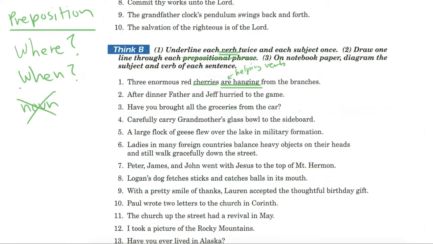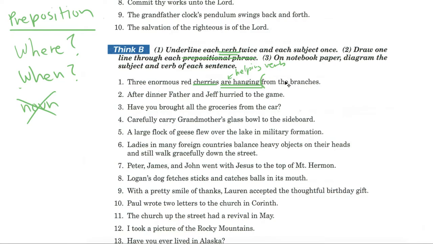So, 3 enormous red cherries are hanging from the branches. So from is a preposition. I'm just going to put it in parentheses first. From is a preposition because it answers where. Correct? So I can say the monkey ran from the box, right? Since from fits, I can plug from into that sentence frame and it makes sense. From is a preposition because it answers where.